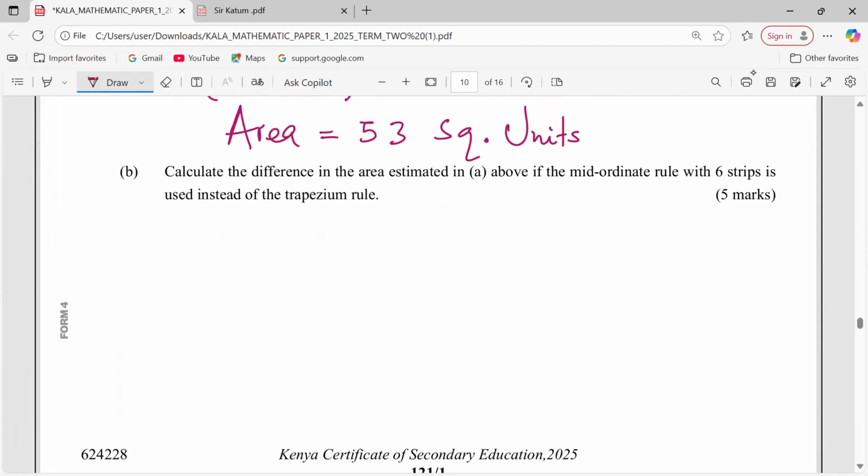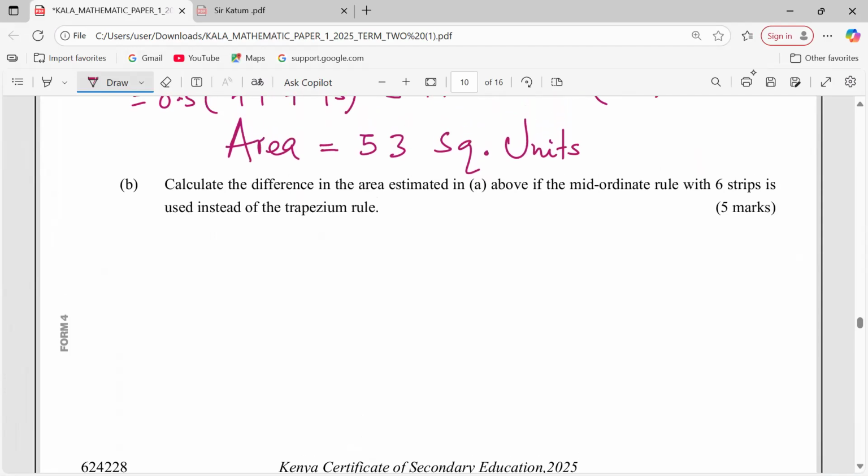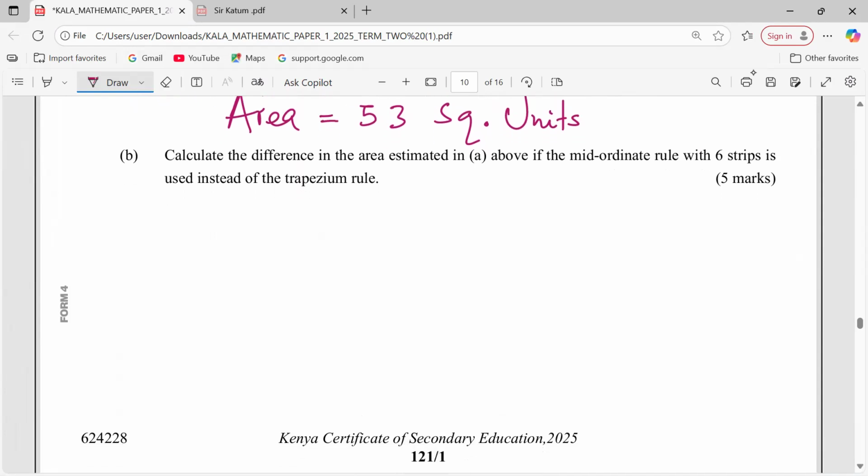We are also told to calculate the difference in area estimated in A above if the mid-ordinate rule with 6 strips is used instead of the trapezium rule. So we're going now to check the same area using the mid-ordinate rule.